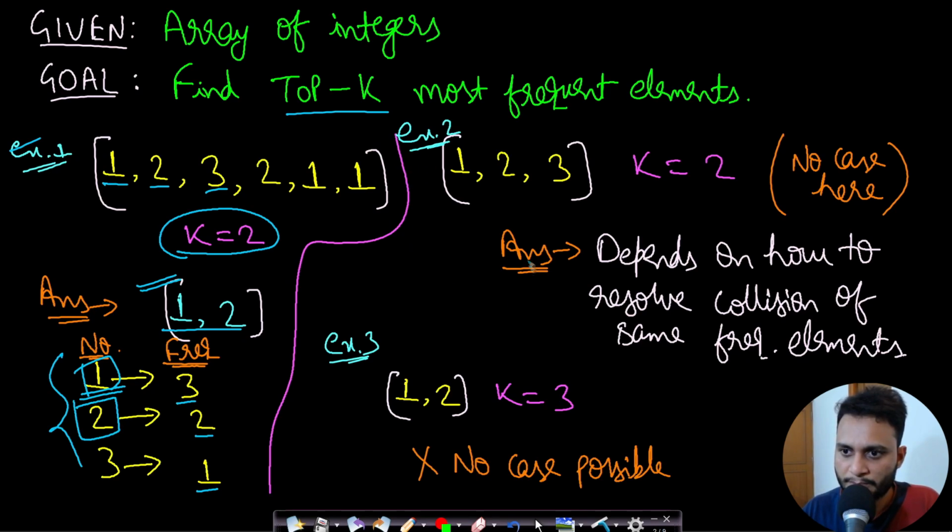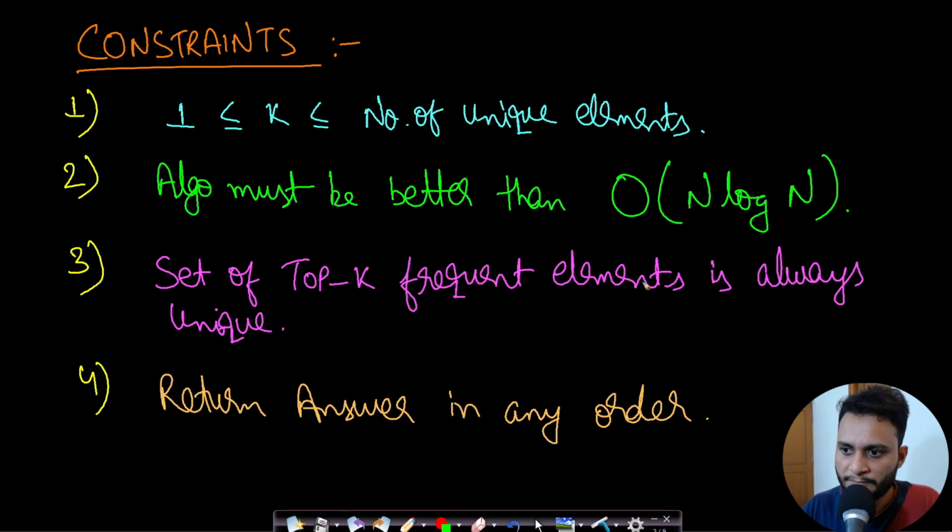Take another example, example number 2. In this case we have 3 elements 1, 2 and 3, and the k value is equal to 2. So we need to return the top 2 frequent elements. You can see that 1, 2 and 3 all have the same frequency, so you can return 1, 2 or 1, 3 or 2, 3. It depends on how to resolve the collision of same-frequency elements. In this problem, this case will never arise because they have already mentioned that the set of top k frequent elements is always unique. This is the third point.